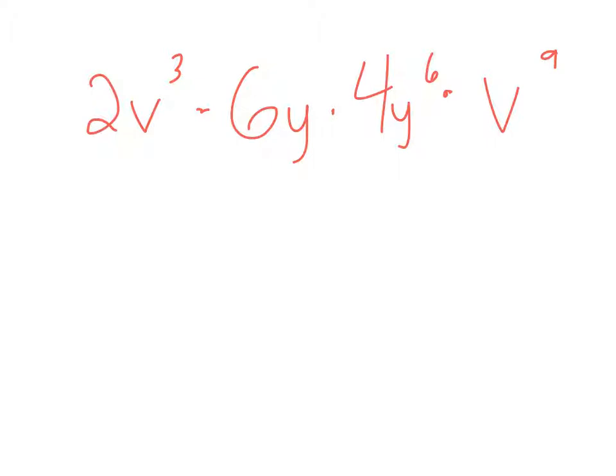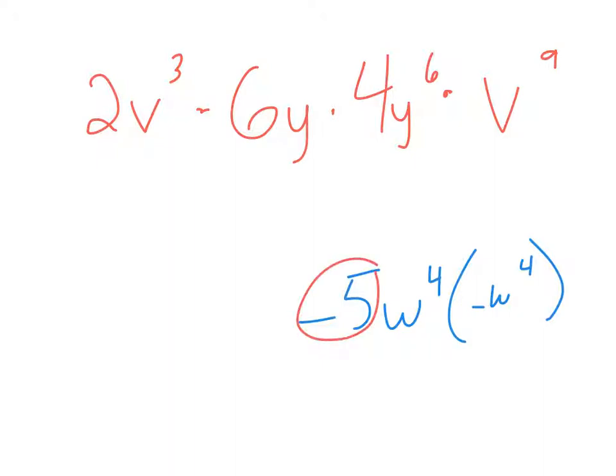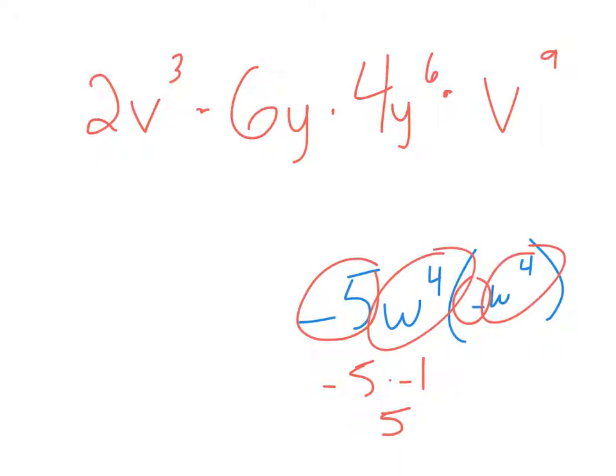Remember, like I mentioned before, when we were looking at just one variable, I'll go back to this example. Remember, I showed you 5w to the fourth times -w also to the fourth. What we could do is combine our numbers, -5 and -1, and -5 times -1 was 5, and then we just combined the same base with our exponents there. w to the fourth times w to the fourth was w to the eighth. So we were able to do that.